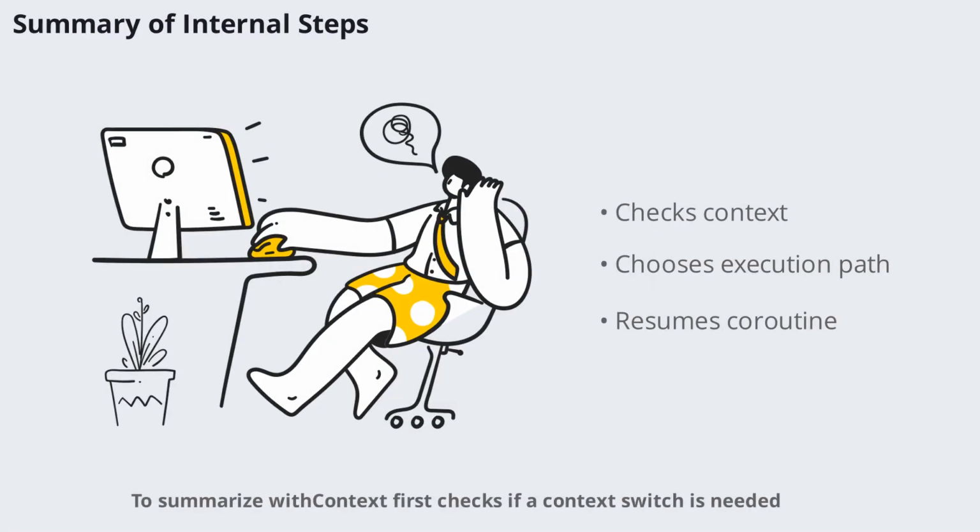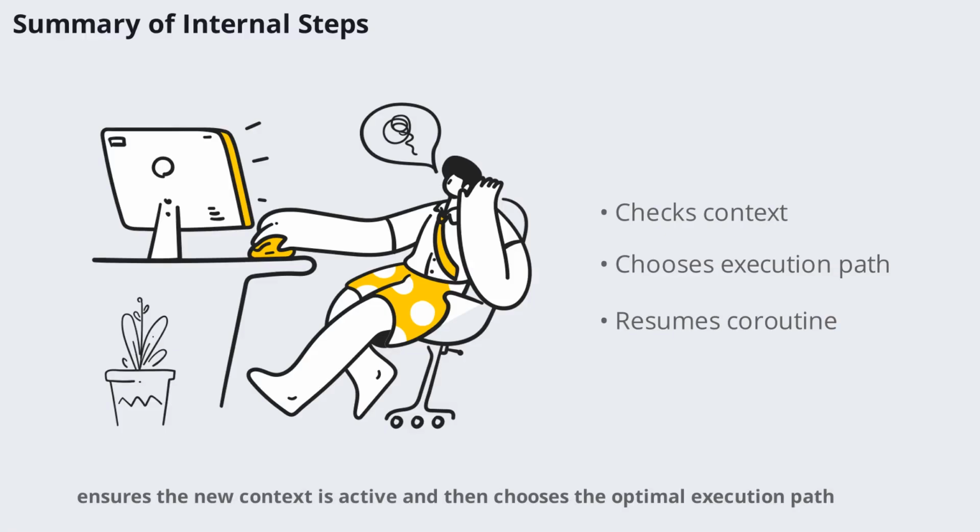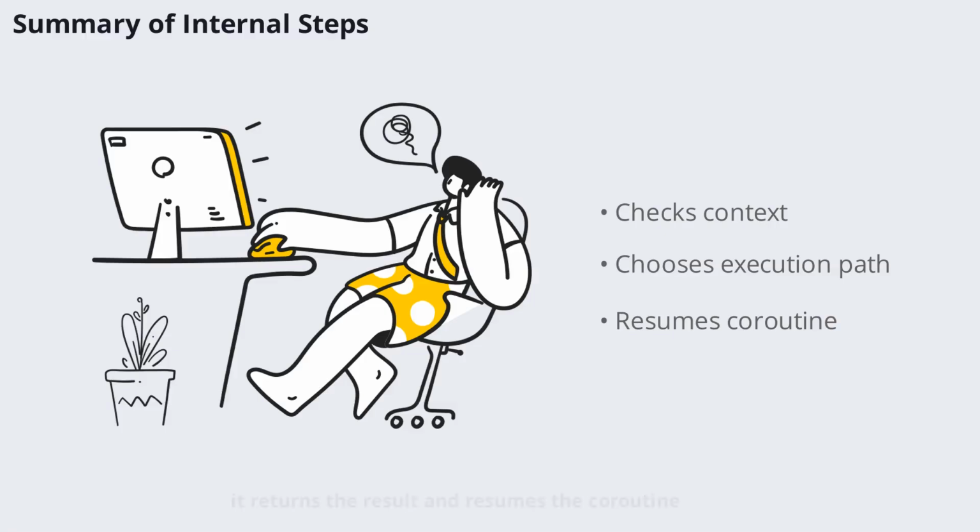Summarize: withContext first checks if a context switch is needed, ensures the new context is active, and then chooses the optimal execution path. Fast path for identical contexts, another fast path for the same dispatcher, or slow path for a new dispatcher. After the block completes, it returns the result and resumes the coroutine. This design keeps your code efficient and robust.